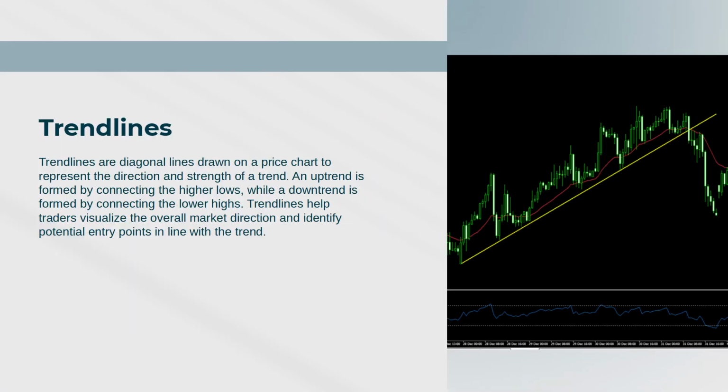Trend lines. Trend lines are diagonal lines drawn on a price chart to represent the direction and strength of a trend. An uptrend is formed by connecting the higher lows, while a downtrend is formed by connecting the lower highs. Trend lines help traders visualize the overall market direction and identify potential entry points in line with the trend.